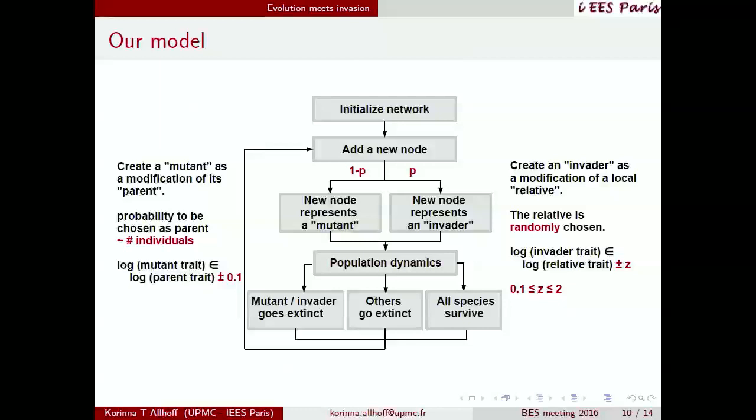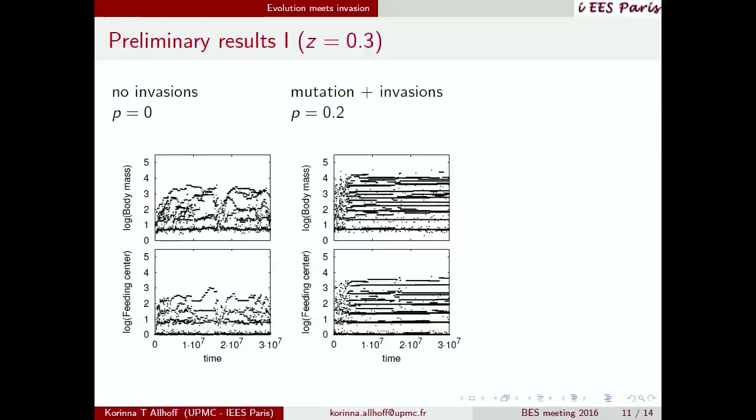And now we have a very simple model where we play around with only 2 parameters, P and Z. And we can study this question that I had in the beginning concerning structure and stability. So let's assume Z is fixed, so my invaders are all coming from the same place. They're a bit strange, but not too much. And here we have no invasions, and here we have mutations and invasions. So every 5th new node is an invader. And you see at first sight, this is different.